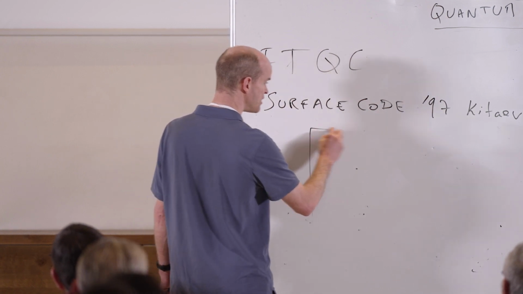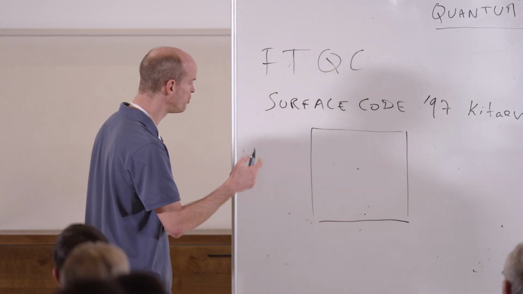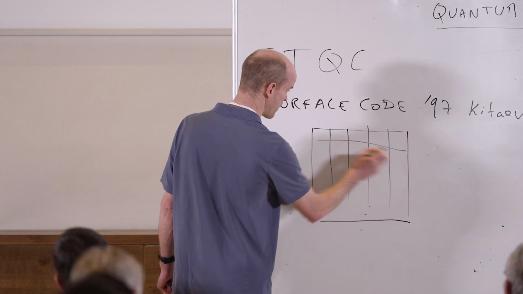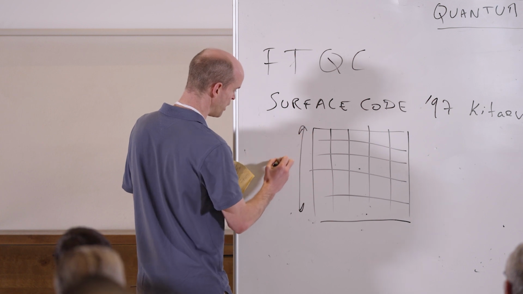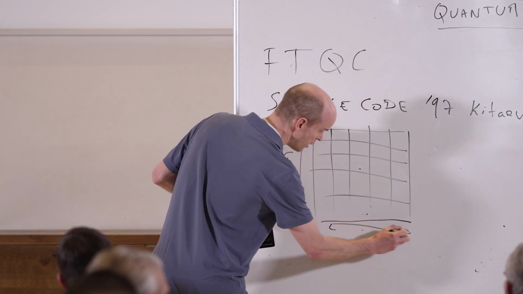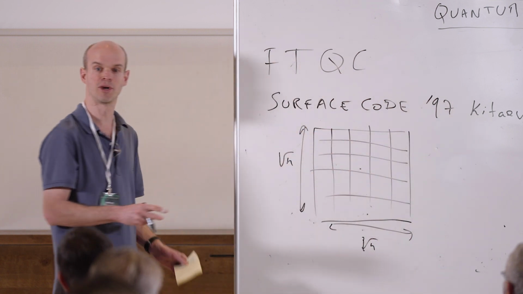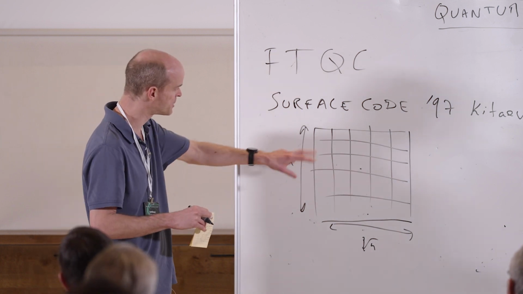So basically, the idea is that you will encode a single logical qubit in an array of many physical qubits. So basically, you take a grid of square root n times square root n physical qubits, and somehow within that grid, you can encode one logical qubit. So I will explain, maybe not now, but I will explain how you do that.